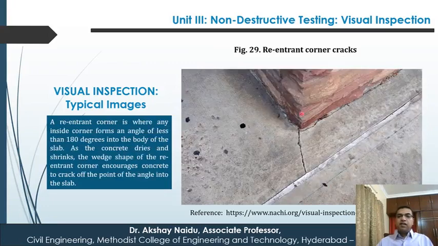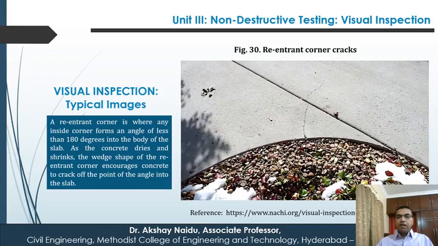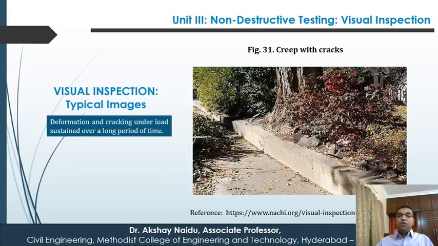Next, at the re-entrant corner, a crack has developed. This again is due to reasons such as drying shrinkage. Well, it is typical at corners, re-entrant corner cracks. Then we have creep cracks.